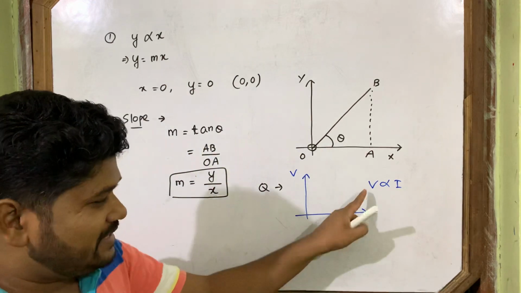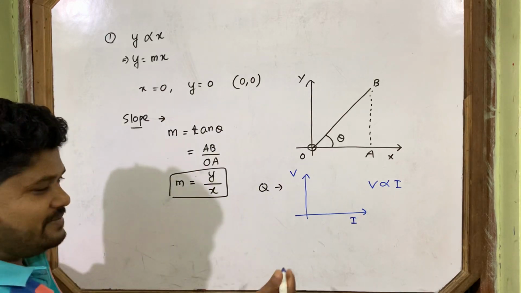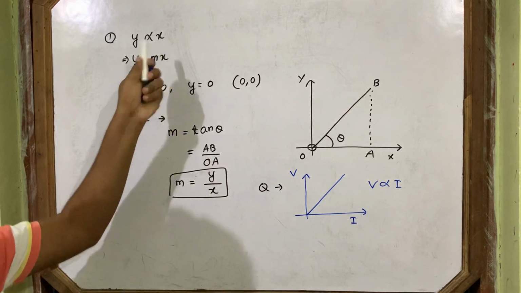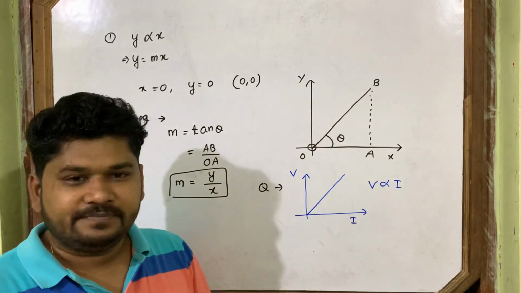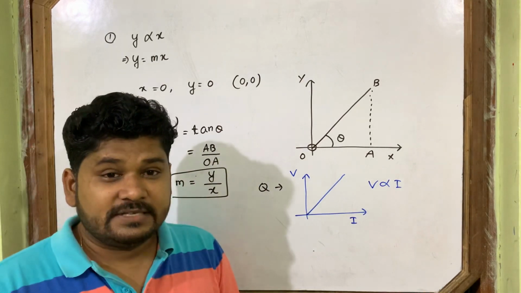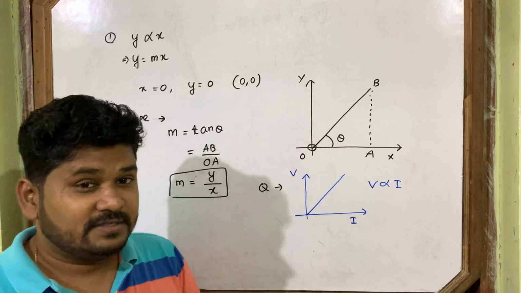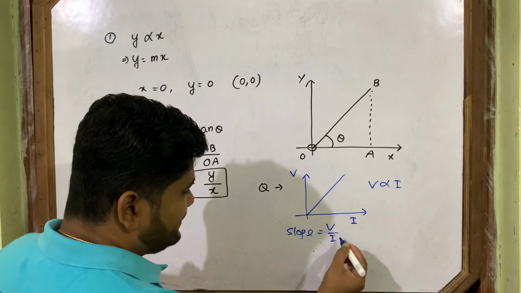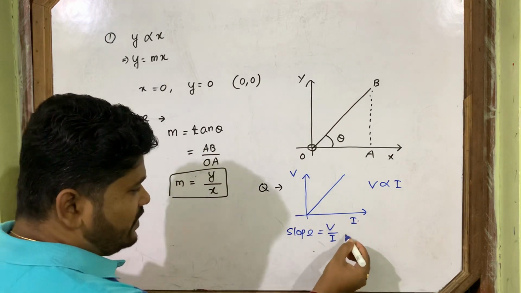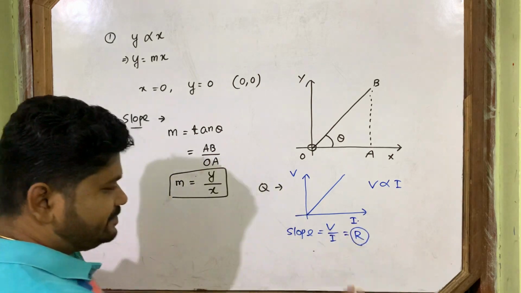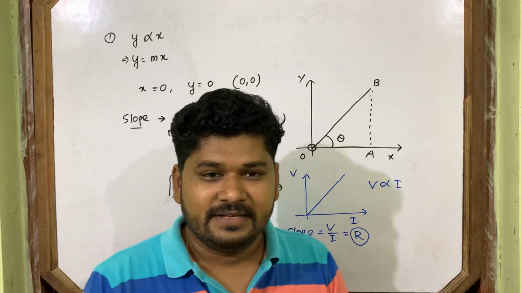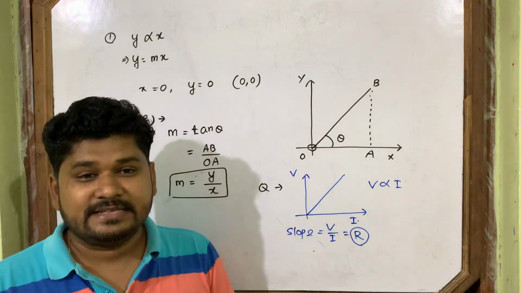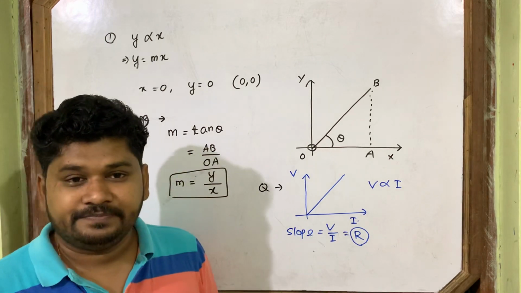You know that V is directly proportional to I. Then how is the graph? Passing through the origin, it's a straight line. This is like y directly proportional to x, V directly proportional to I. If the question is asked, slope provides what? Then immediately we do slope means V by I, y by x. And what is V by I? That you know, resistance. If I tell you the VI graph, slope provides what? That is resistance. Immediately you can know.